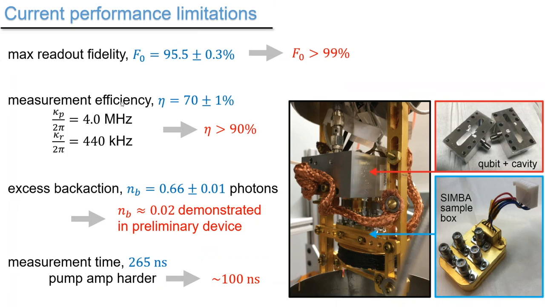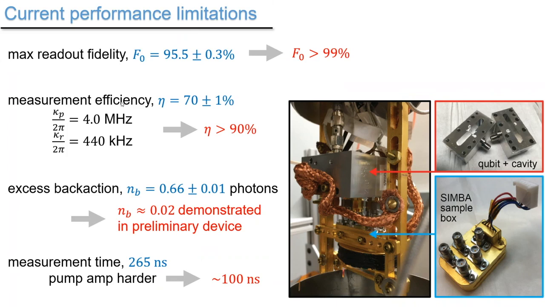These standing wave modes could also be contributing to some of the excess back action we see by creating a sneak path around the TIBs. But at any rate, in an older version of the experiment, we were actually able to see much lower excess back action still with reasonable efficiency and fidelity. And this makes us confident that this excess back action can be solved in future iterations of the chip and the packaging.